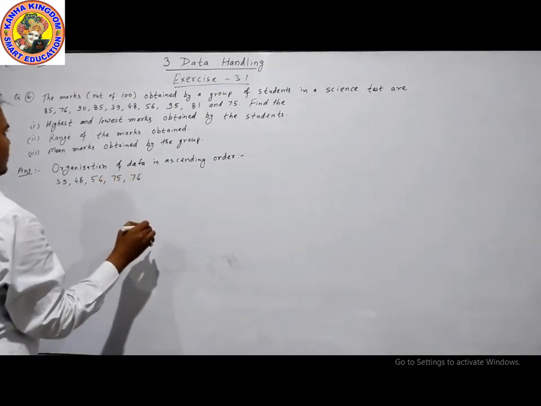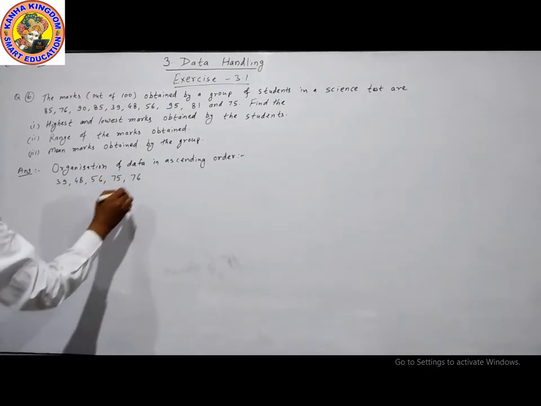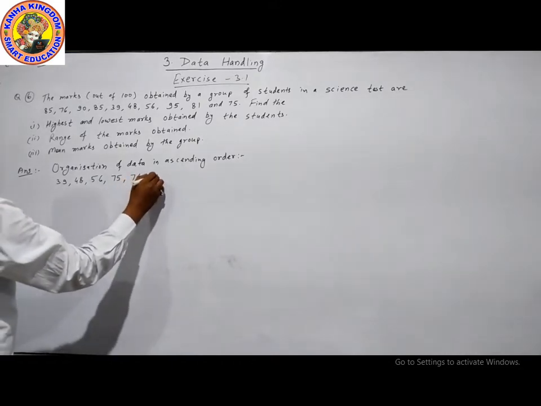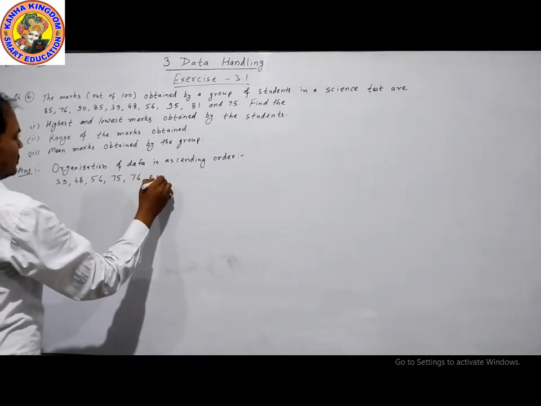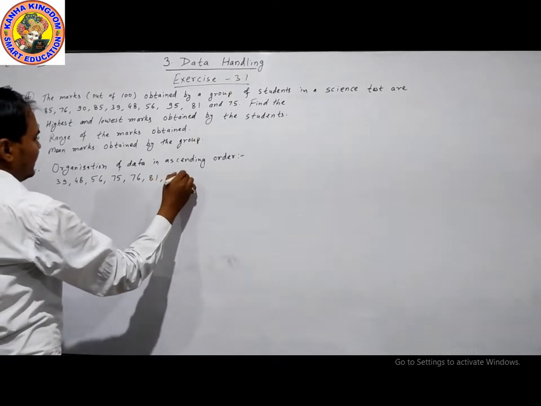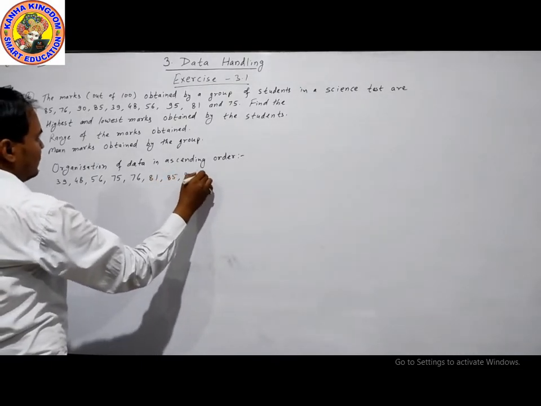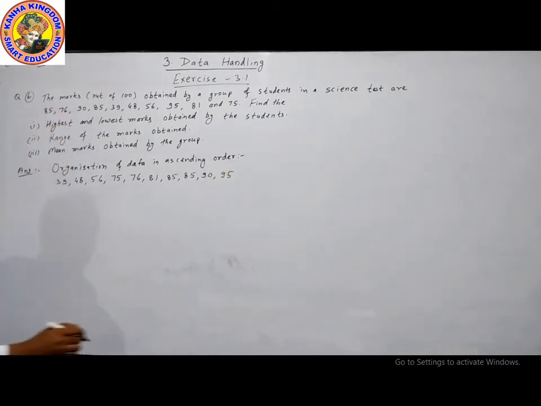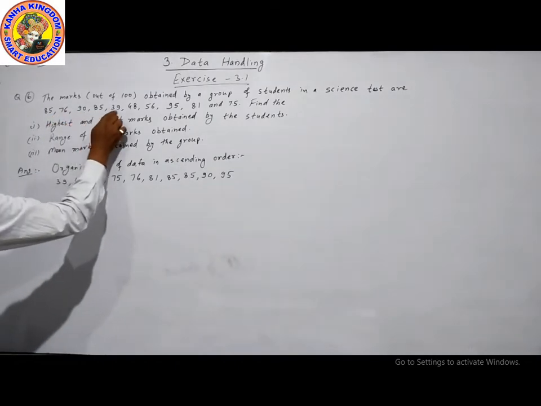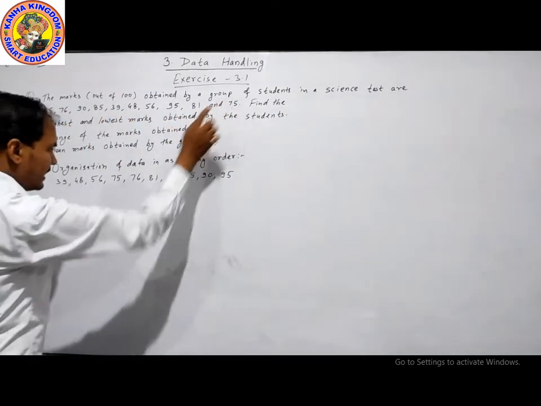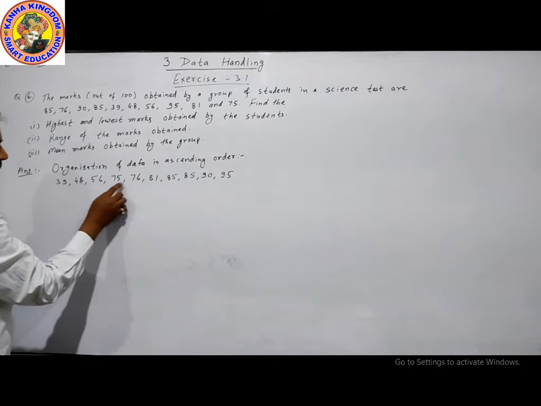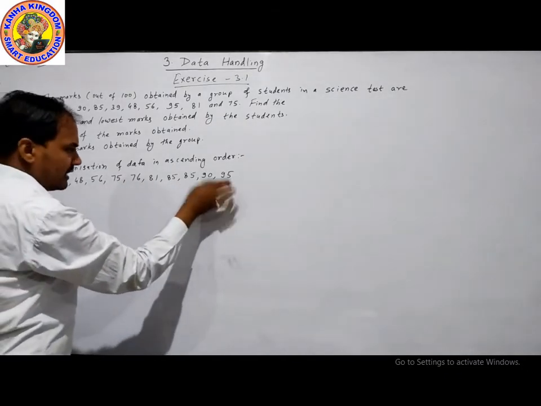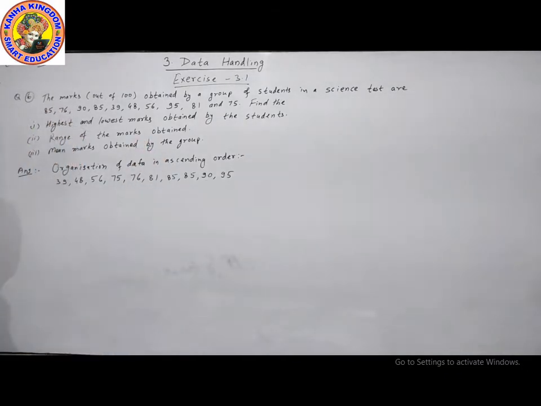76, 81, 85, 90 and 95. That is 1, 2, 3, 4, 5, 6, 7, 8, 9, 10. All the data will come.